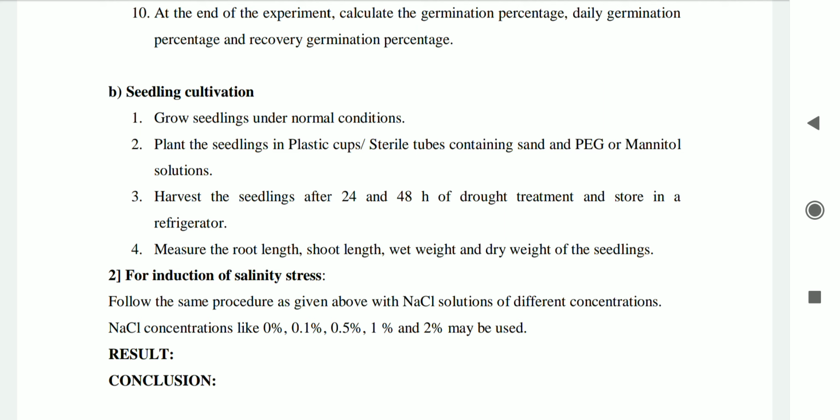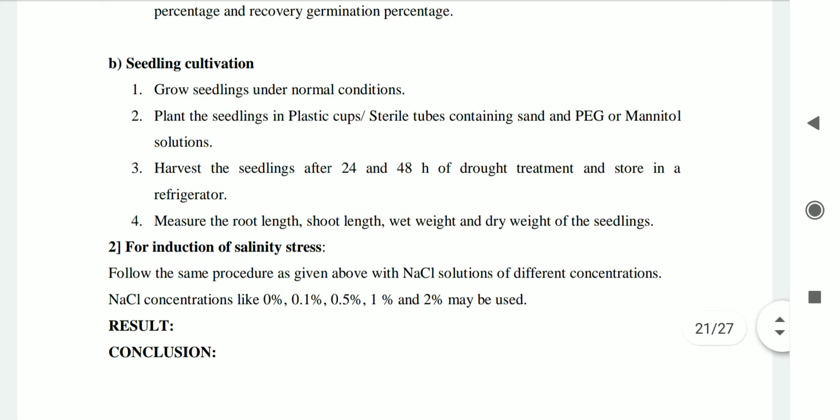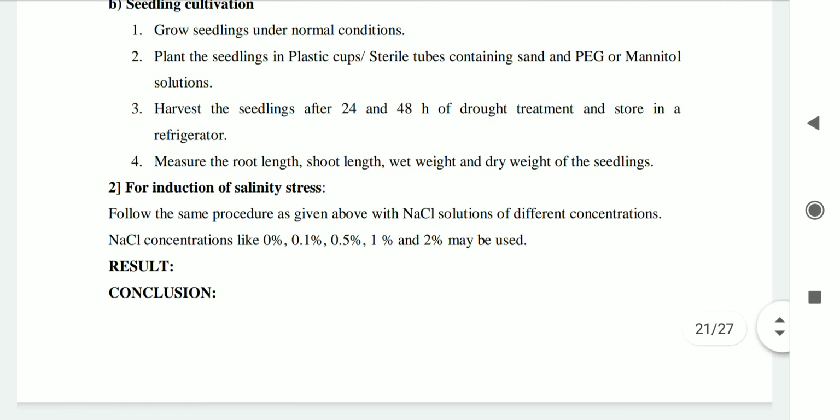After enough time, like 7 days of continuously watering them with this particular solution, you will measure the root length, the shoot length, the wet weight and dry weight of the seedlings. So you will find out the result. You will note the observations: which condition had the highest germination, which condition affected the plant the most, which affected it the least, and then the result and conclusion of the experiment.